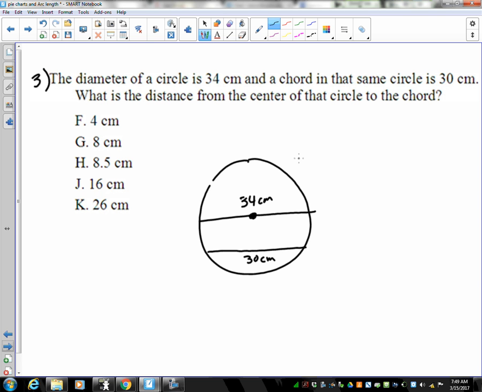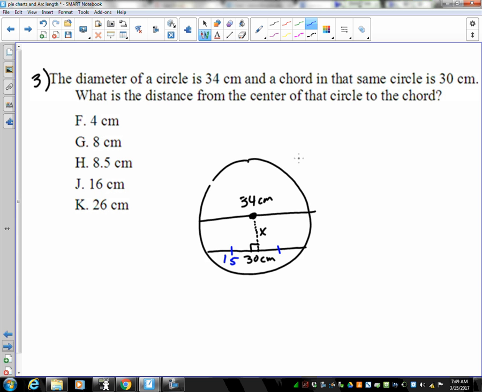Okay. And when you do a distance to something, that distance is always going to form perpendicular lines. So they'll make a right angle right there. And so this is the value, I'll call it x, that we're trying to find. Now, just like the others, when I'm perpendicular to that chord, that's going to bisect that chord. So that one's going to be 15, and then of course over here, that one's also going to be 15.